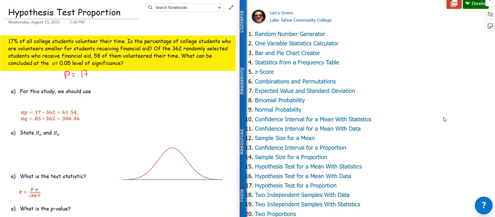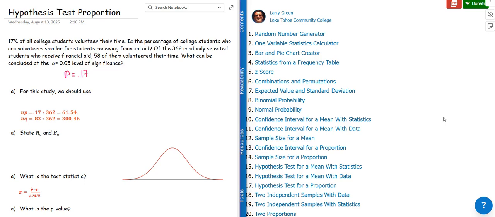Is the percentage of college students who are volunteers smaller for students receiving financial aid? So we select 362 people who receive financial aid, and of them, 58 volunteer their time. What can be concluded at the 0.05 level of significance?